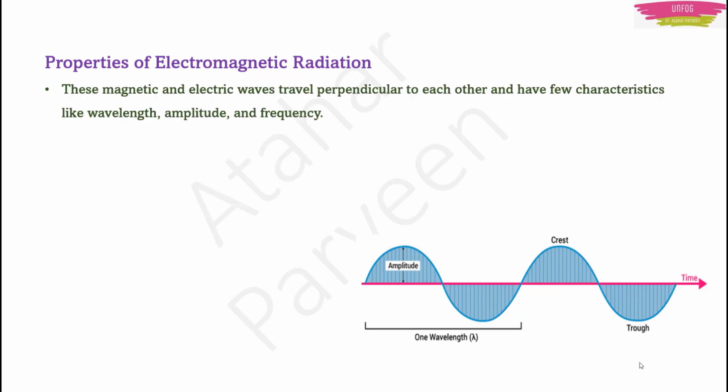First is that they are perpendicular to each other and they have a few characteristics like wavelength, amplitude and frequency, which we all talked about already. Then another important property of these electromagnetic radiations is that they can travel through empty space. Why are we mentioning this empty space particularly here?